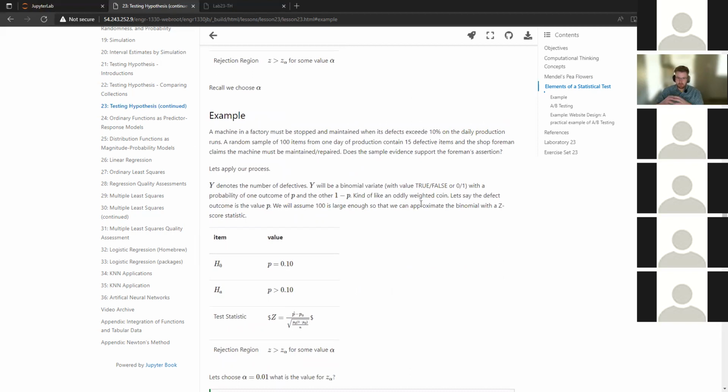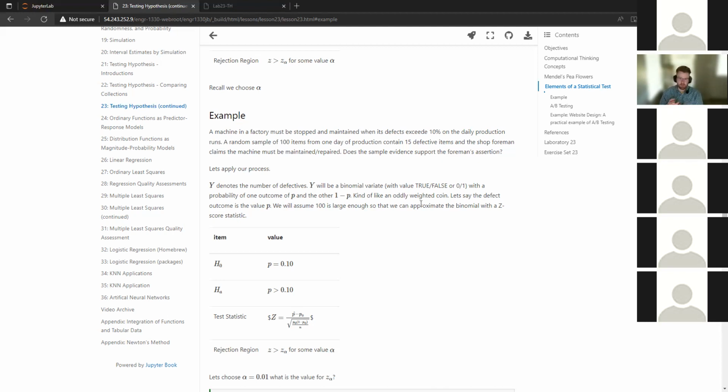Okay, so our example is, we've got a machine in a factory that makes widgets. And every time the daily production has at least 10% defects in the widgets, you need to take the machine apart and service it and all that fun stuff. So randomly, 100 items at the beginning of the day showed up having 15 defective widgets. So the foreman claims that the machine needs to be taken apart and repaired. Does the sample evidence support the foreman's assertion?